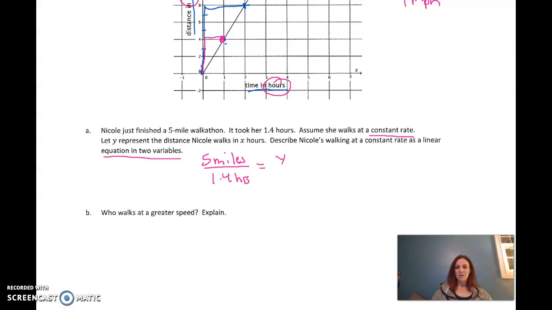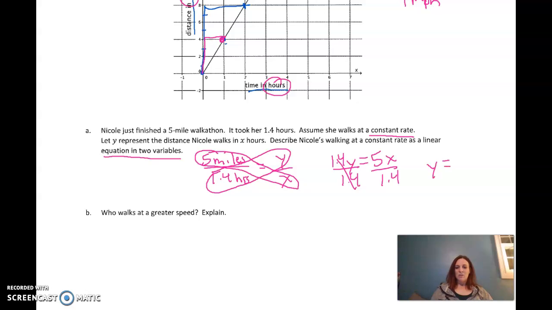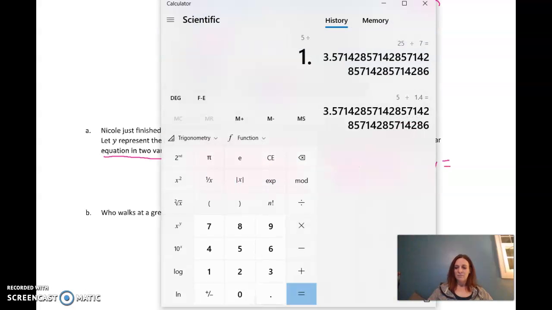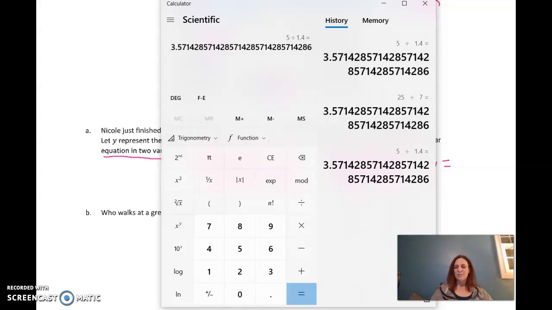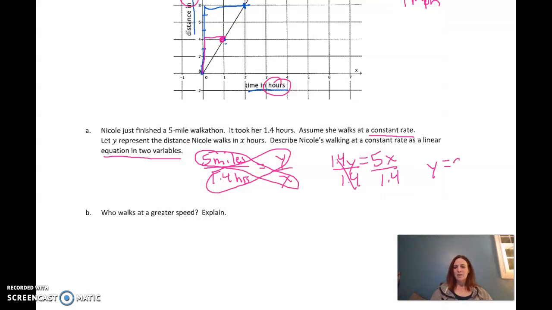Y is the distance, so that's going to be the miles. X is the hours. Now use cross products. 1.4 times y equals 5 times x. Always solve for y, so we're going to divide both sides by 1.4. And we're going to get y equals, well, kind of a crazy number here. So just for what we're doing right now, I can approximate it. Maybe 3.57 approximately. So this is going to be 3.57 times x, okay?